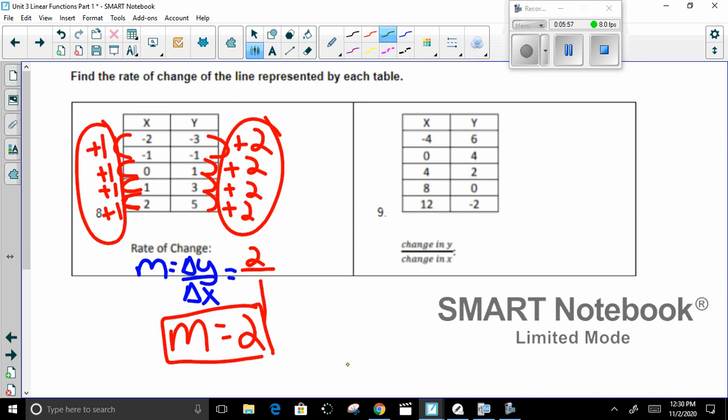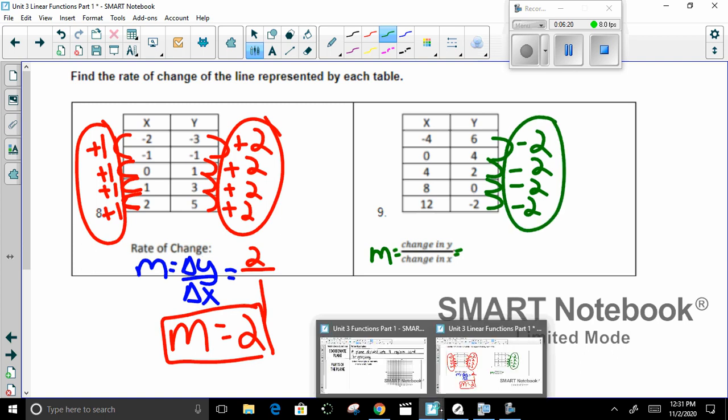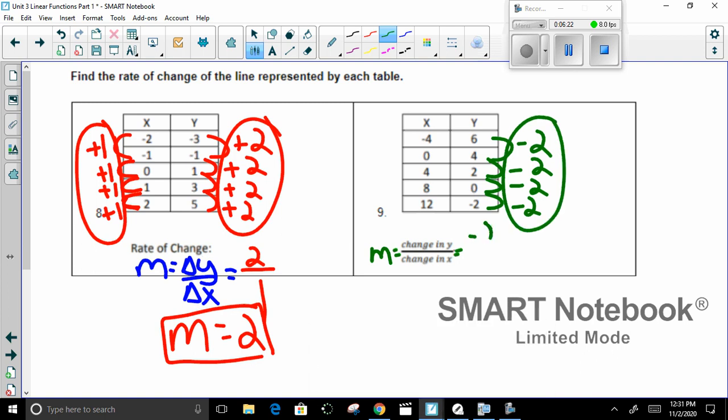Alright, change in y over change in x. That is your slope, or your rate of change. So you should recognize that. How much is it changing on the x-axis? Or sorry, the y-axis first. From 6 to 4, I am subtracting 2. From 4 to 2, I'm subtracting 2. From 2 to 0, I'm subtracting 2. From 0 to -2, I'm subtracting 2. So this is consistently decreasing by the same number every time. So the change in y, it's subtracting 2 every time.